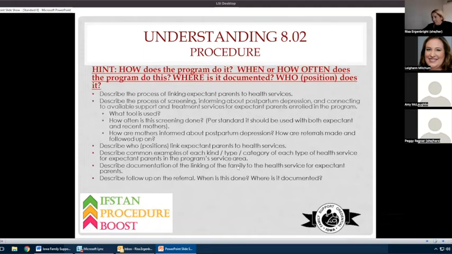Procedure. Again, this is all very similar to 8.01. How does the program do it? When or how often does the program do this? Where is it documented? And who, what position, does it? Again, this is all pretty much the same.